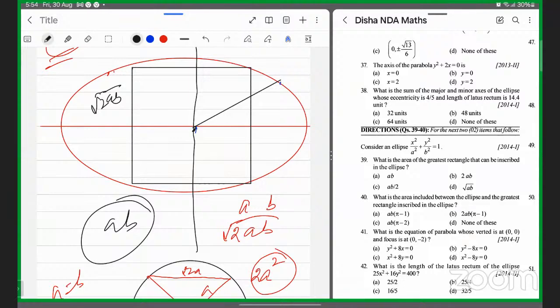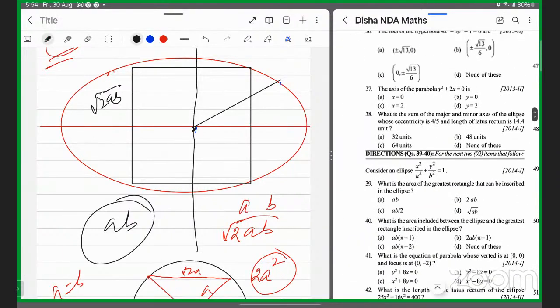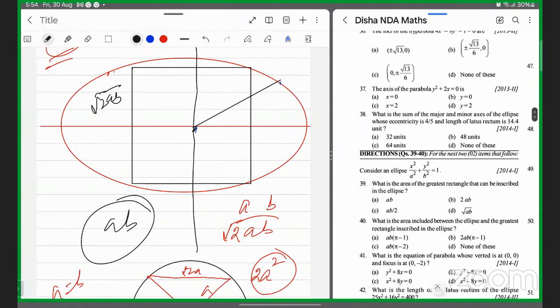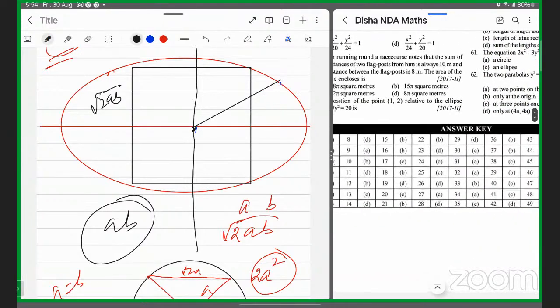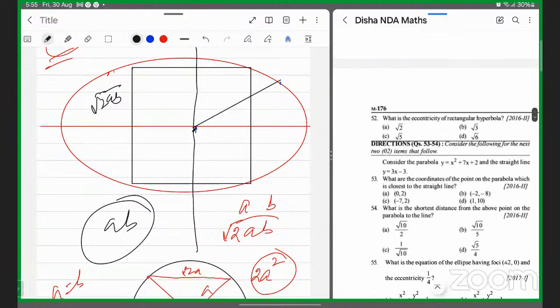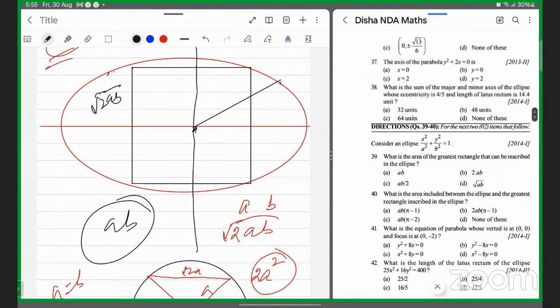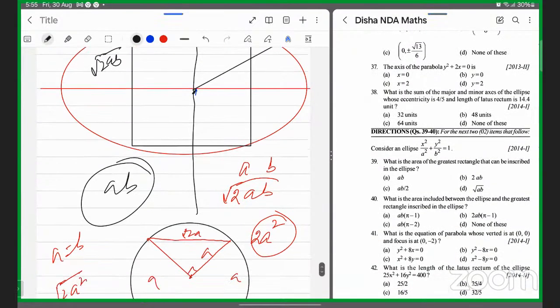Let me find which question. Which question number? 39. B is the correct answer for 39. Yeah, I'm right. Correct. I was doing the right things. Okay.